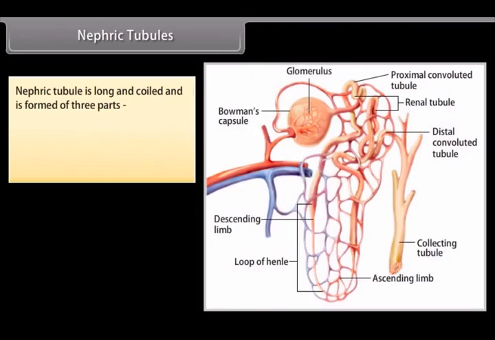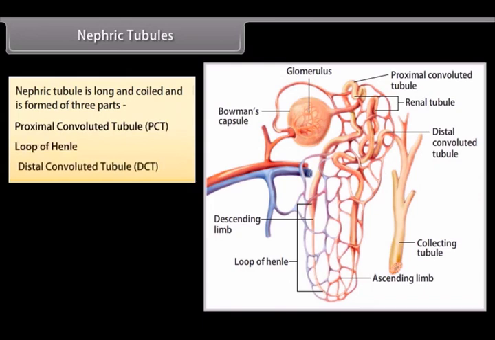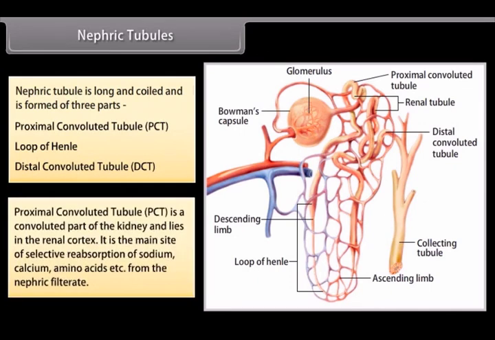Nephric tubules. Nephric tubule is long and coiled and is formed of three parts: proximal convoluted tubule PCT, loop of Henle, distal convoluted tubule DCT. Proximal convoluted tubule PCT is a convoluted part of the kidney and lies in the renal cortex. It is the main site of selective reabsorption of sodium, calcium, amino acids, etc.